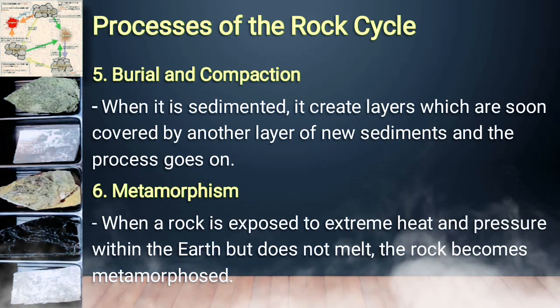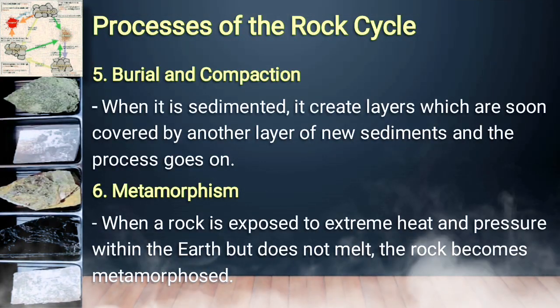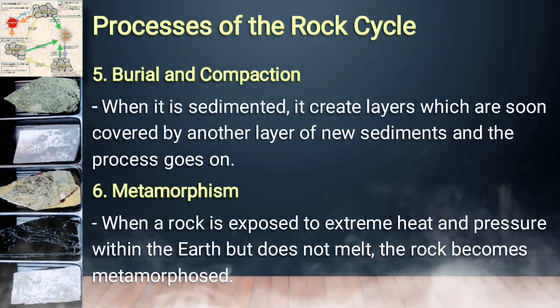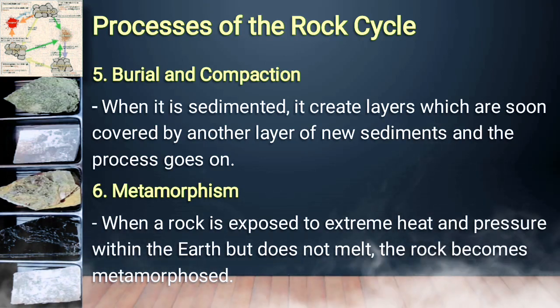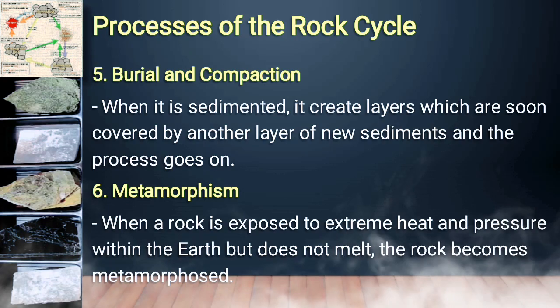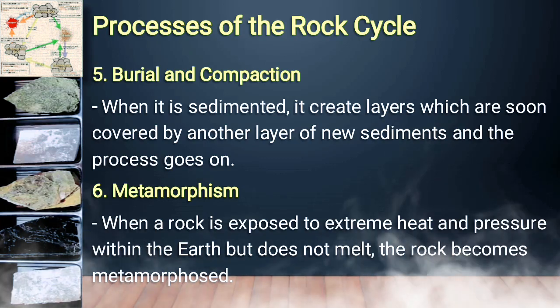Next is number 6, metamorphism. The constant pressure and sudden movements put some sedimentary and igneous rocks under great pressure. The rocks deform to create metamorphic rocks. Deformation basically means bending and folding of rocks. This is caused by compression and tension. When a rock is exposed to extreme heat and pressure within the earth but does not melt, the rock becomes metamorphosed.